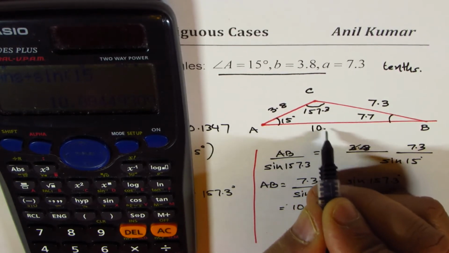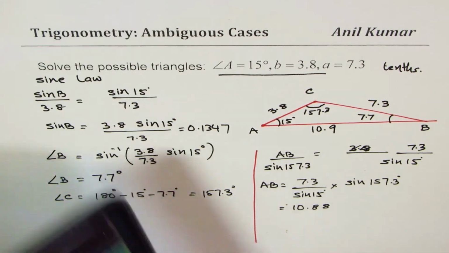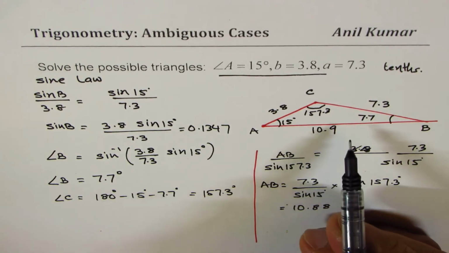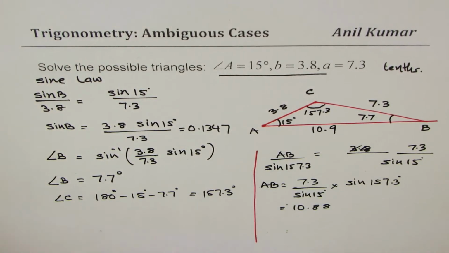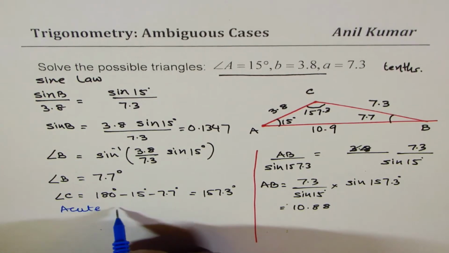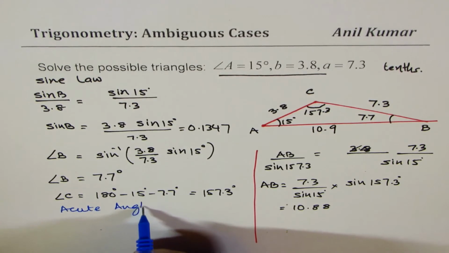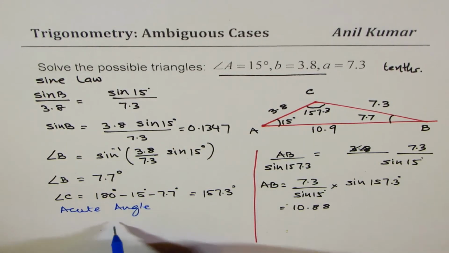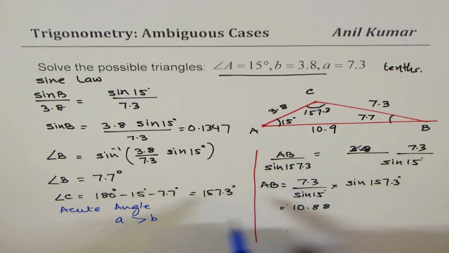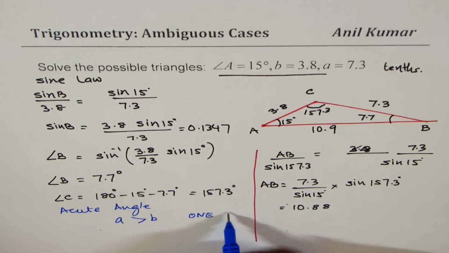So I'll round it to 10.9 units. Is that correct? So that is how you could solve this particular triangle. I hope it is absolutely clear. First we tested it out and we found that this was a case of an acute angle in which A was greater than B itself. So there's only one triangle.